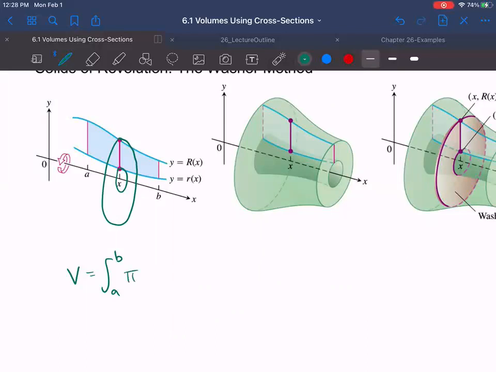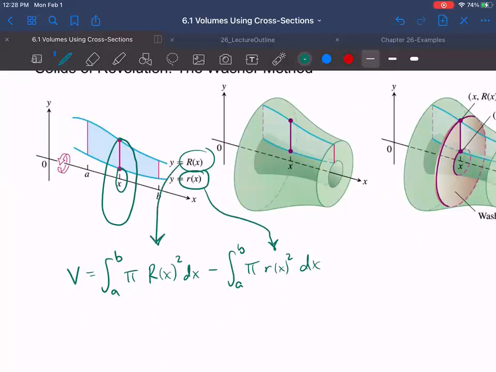We still want pi times the radius squared. We just want it twice. We want pi, let's call it, oh, they have it here, big R of x squared dx minus the integral from a to b of pi little r of x squared dx, right? That's the little r of x. So the inner one, the outer one. And we can just shorten that down into the integral from a to b of pi times big R of x squared minus little r of x squared dx. I don't really care which of those two versions you prefer, they will produce the same thing. I tend to think of it more like the first one. If you like thinking of it the second way, that's fine as well.